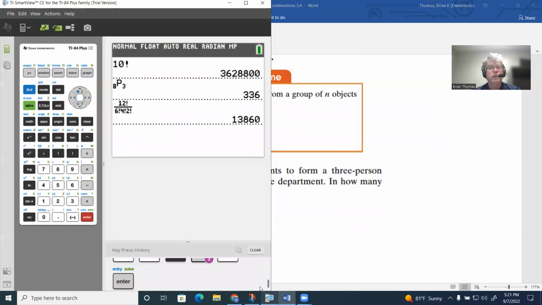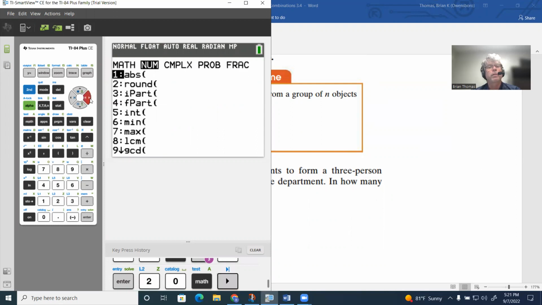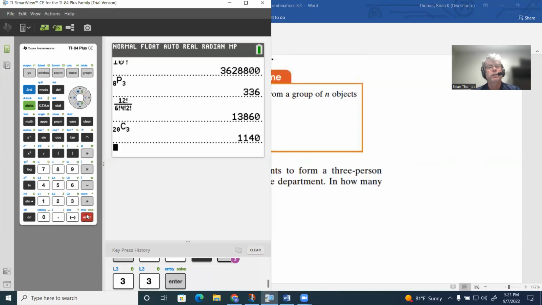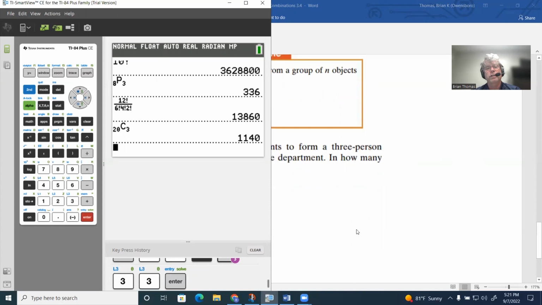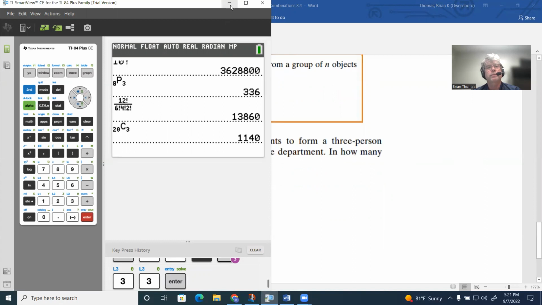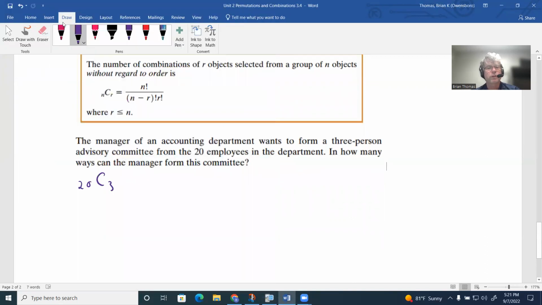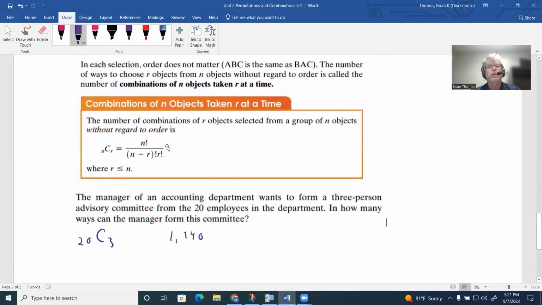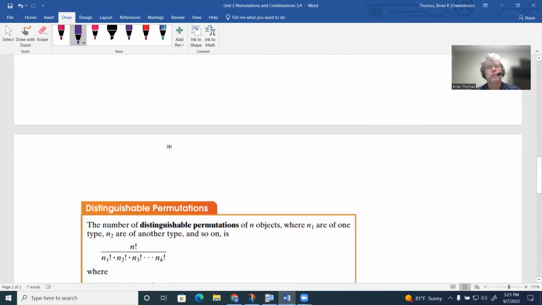So if we use the calculator on that, we had 20 to start with. Then I go to math, go over to probability. Notice number 3 is the combination one. And now I got to choose 3 and hit enter, and that gives me 1,140 different ways of doing that. So 1,140. So that's how we can actually use the calculator to do combination problems. So hopefully you find that useful, finding those keys on the calculator.